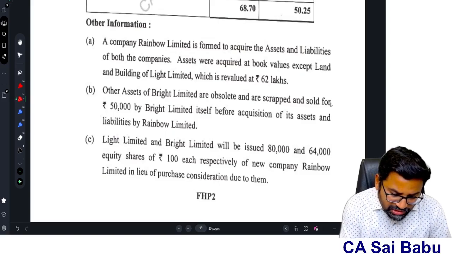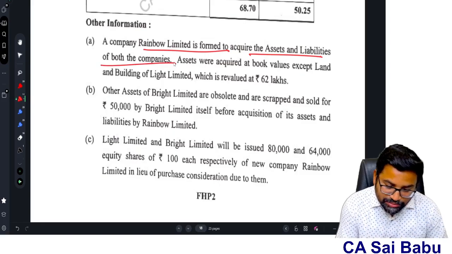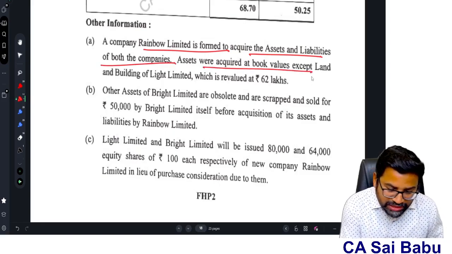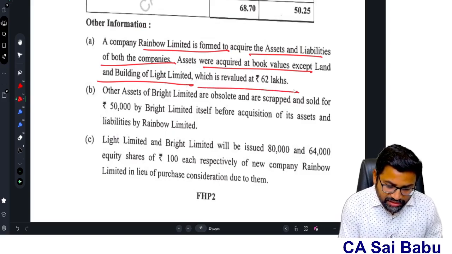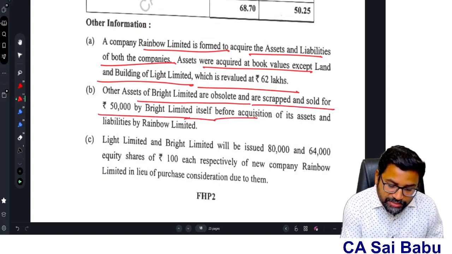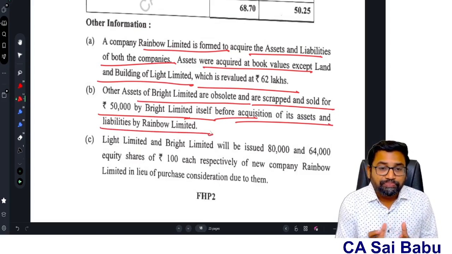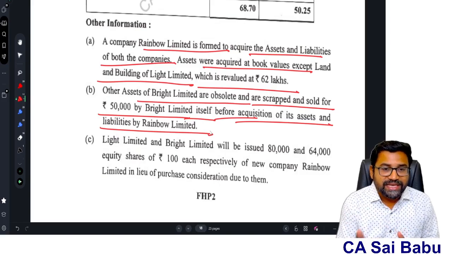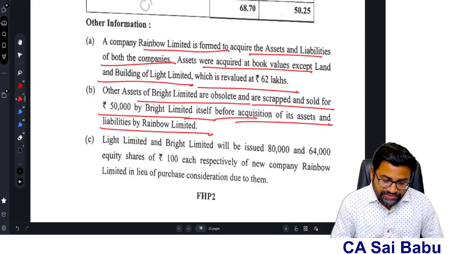Other information also: the new company is formed to acquire the assets and liabilities of both the companies. Assets were acquired at book values except land and building of Light Limited, which is revalued at 62 lakhs. Other assets of Bright Limited are obsolete and scrapped and sold for 50,000 by Bright Limited itself before acquisition of assets and liabilities by Rainbow Limited. That means even before acquisition, some transactions happened. Some assets are sold by the transferor company. Remaining assets are acquired by the transferee company.